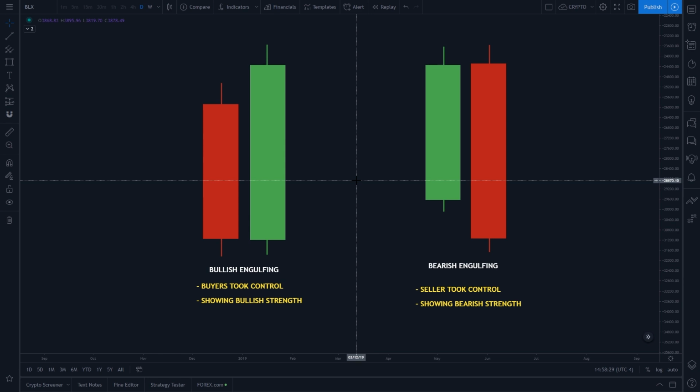I'm going to outline in this tutorial some of the major ones that are really, really important. So the first one is this bullish engulfing pattern, right? We've got two sets of engulfing patterns. This one is bullish engulfing, right?